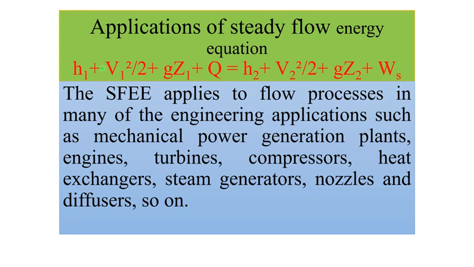So we know that here h1 is the enthalpy of fluid at the inlet, v1 is the velocity of fluid at the inlet, z1 is the elevation of inlet section from the datum, Q is the heat input into the system, H2 is the enthalpy of fluid at the outlet, V2 is the velocity of fluid at the outlet, Z2 is the elevation of outlet section from the datum, and Ws is the shaft work or mechanical work produced during the process. Now we will see the applications of this steady flow energy equation.